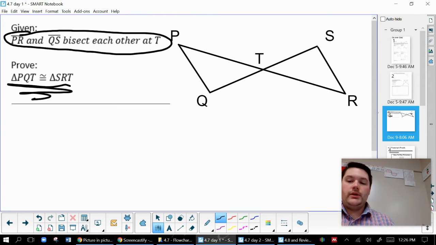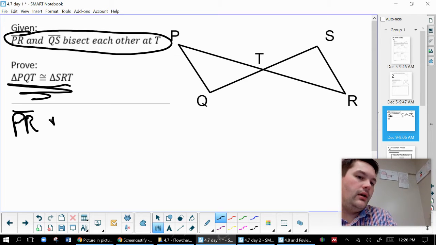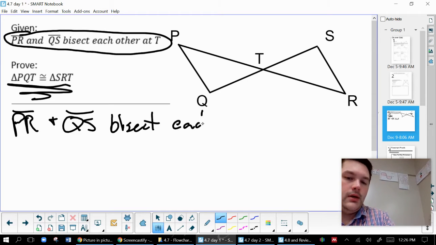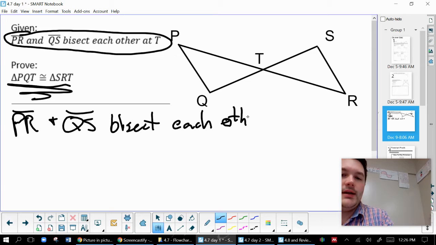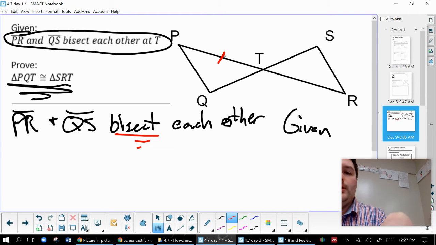So what we want to do here is, remember, in a proof, we're always justifying every statement. So the big thing would be we'd start off with things that are given. For example, PR and QS bisect each other. And yes, you have to write it down, even though it is written right up there. And that's given. A good thing to say would be, if I see that word bisect, does that word mean anything to me? Bisect means that they cut each other in half. And so because of that, we know that these two are congruent to each other and these two are congruent to each other. That's what bisecting each other means.